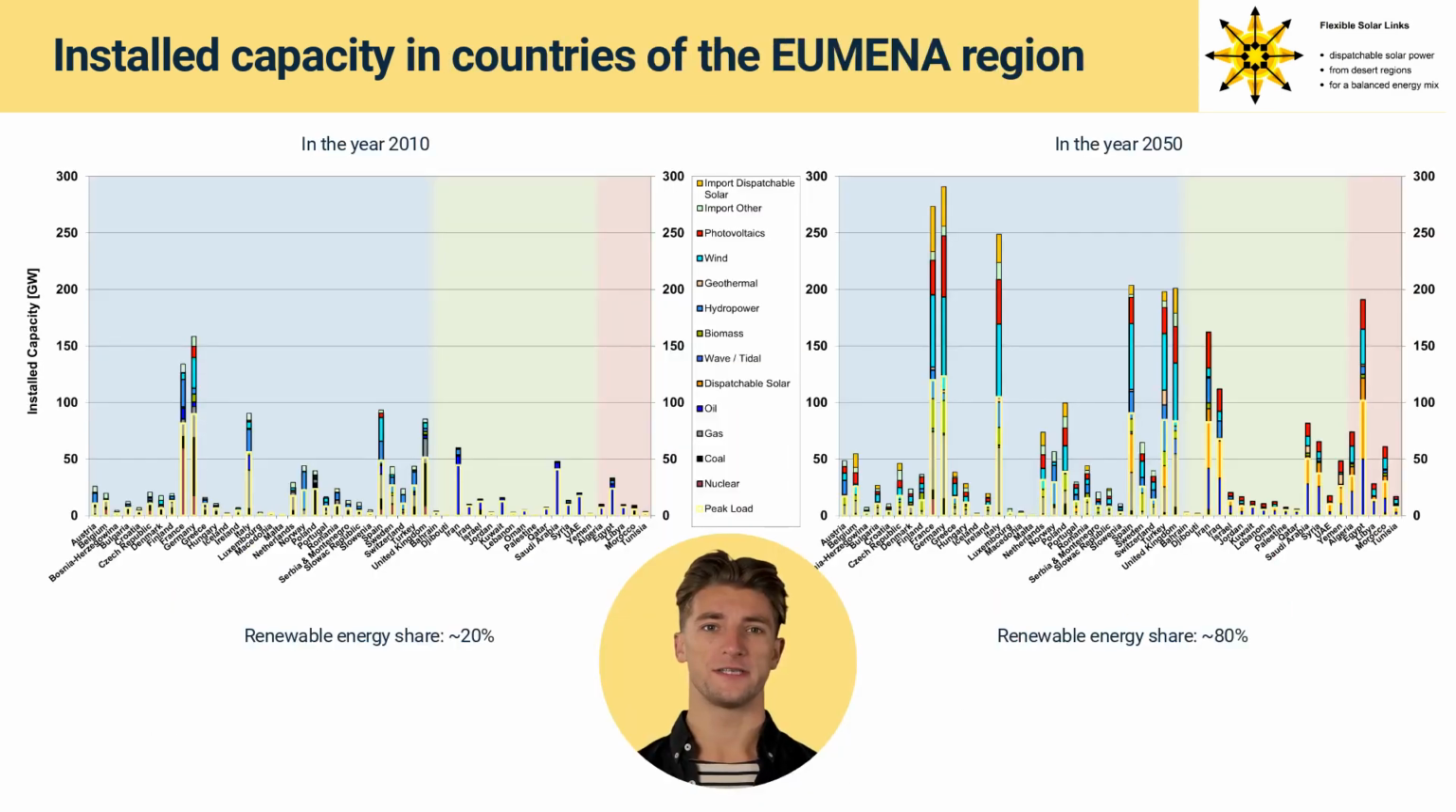The charts show the installed capacities of the countries in the EMENA region in the year 2010 and 2050. The European countries in blue background, the countries in the Middle East in green background, and the countries in North Africa in red background. In the year 2010, the share of renewable energy is 20% and an 80% share of renewable energy in the year 2050 is assumed.